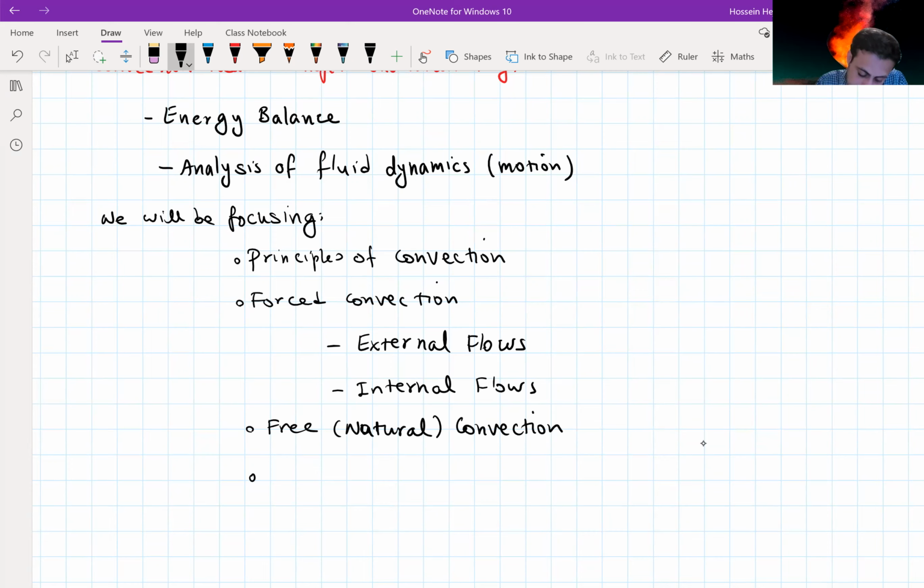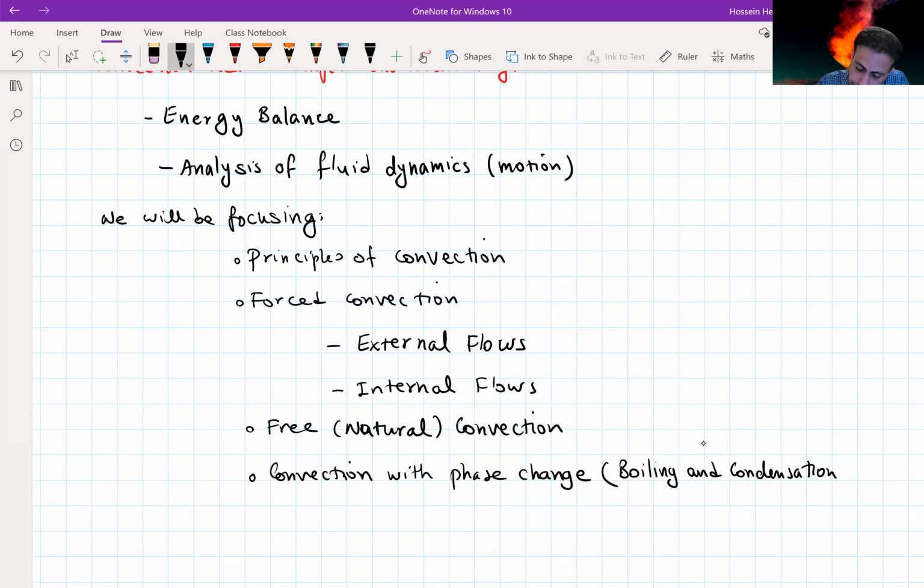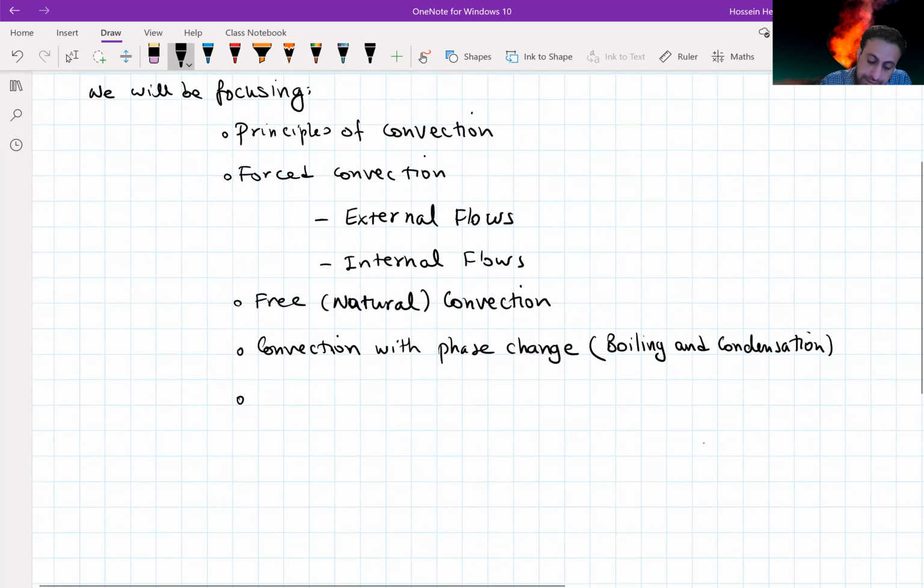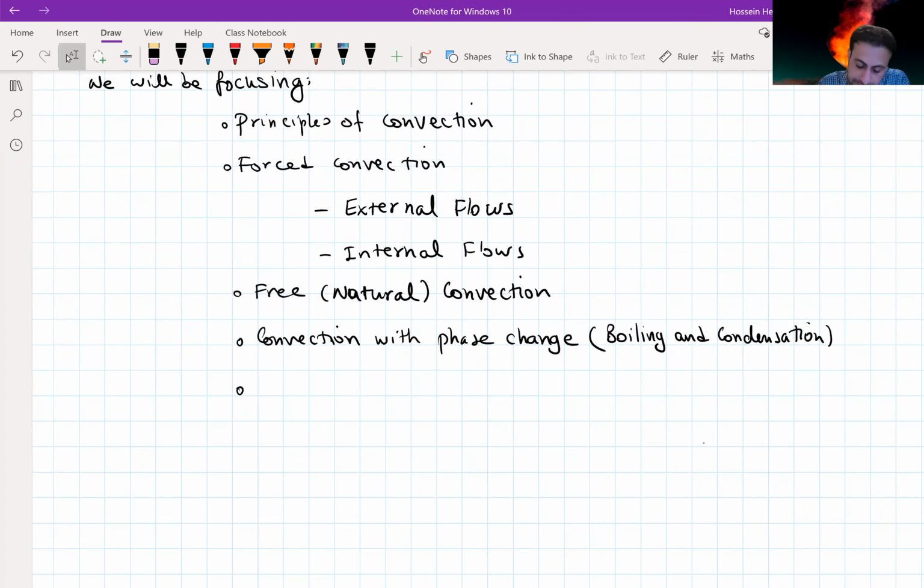And we will consider convection with phase change. We will be only looking at boiling and condensation. Ultimately, we will use the learnings in heat exchangers. So we look at the convective heat transfer in heat exchangers.